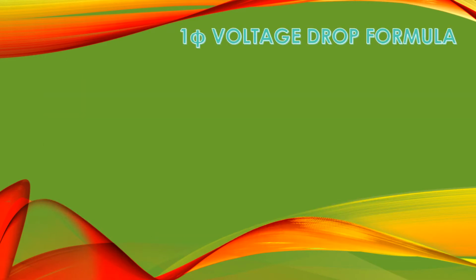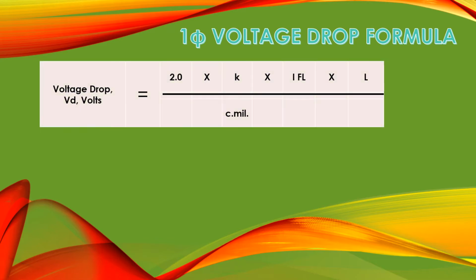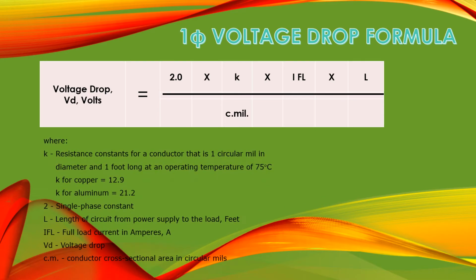Now let's see the single phase voltage drop formula. This is the general formula to calculate voltage drop in volts. It equals 2.0 times K times IFL times L all over the circular mil. What does this mean? K is the resistance constant per conductor, that is 1 circular mil in diameter and 1 foot long at an operating temperature of 75 degrees centigrade. K for copper is 12.9 and K for aluminum is 21.2.